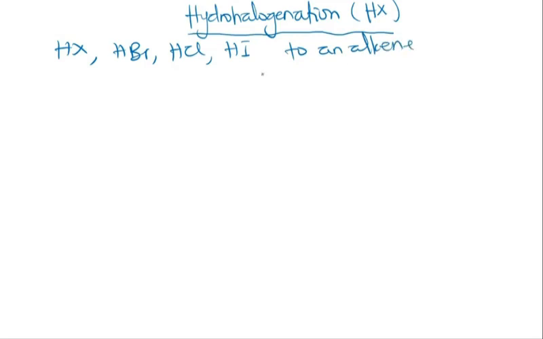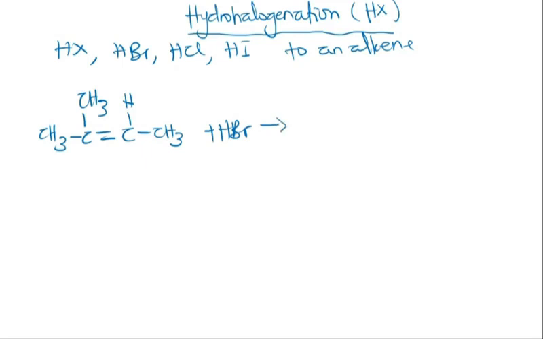So when we add a hydrogen halide to an alkene, we call the reaction hydrohalogenation. Let's have a look at an example and have a feel of how this reaction looks. Assuming we have the alkene CH3 bonded to another CH3, doubly bonded to another carbon bearing hydrogen, and then CH3. Then we are adding HBr.